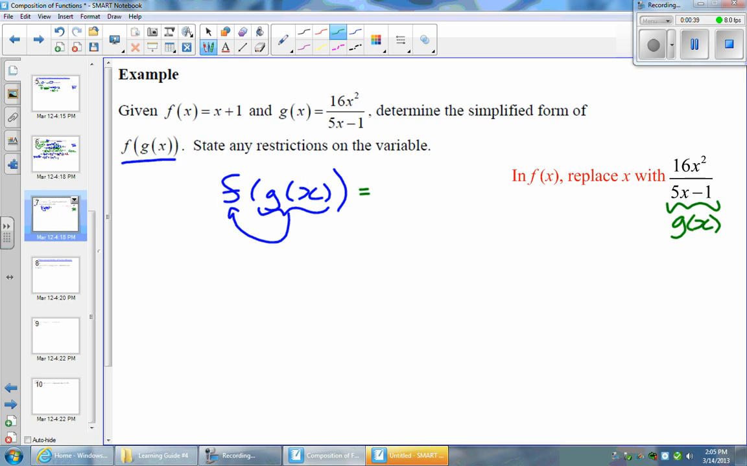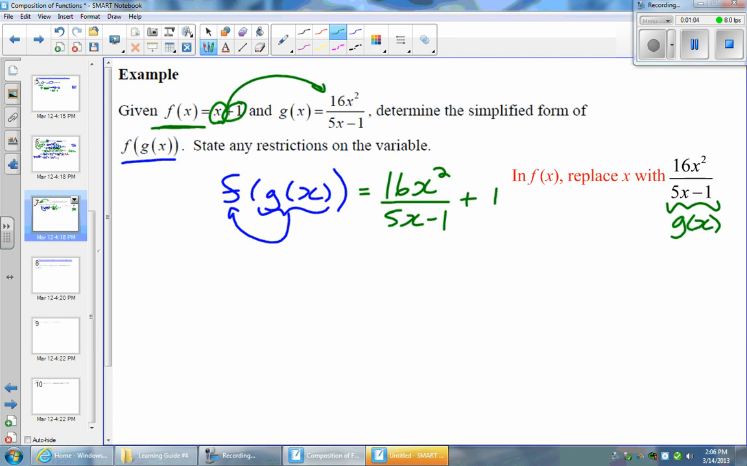First I have to take a look at the first function here, which is f of x. Notice that we do start out with an x, but instead of an x, you're going to rewrite it as that expression right there. So you have 16x squared over 5x minus 1, and don't forget, we do have another part of the function, which is adding 1.